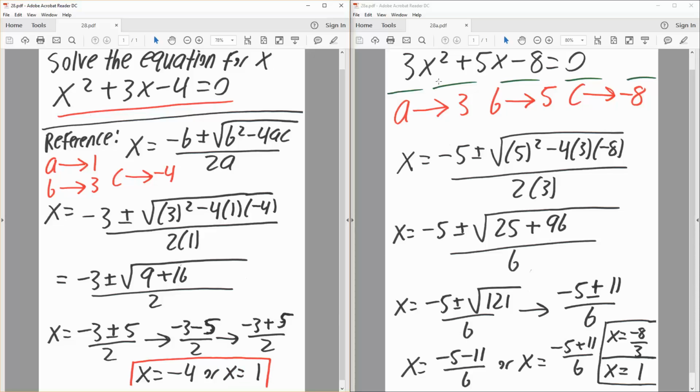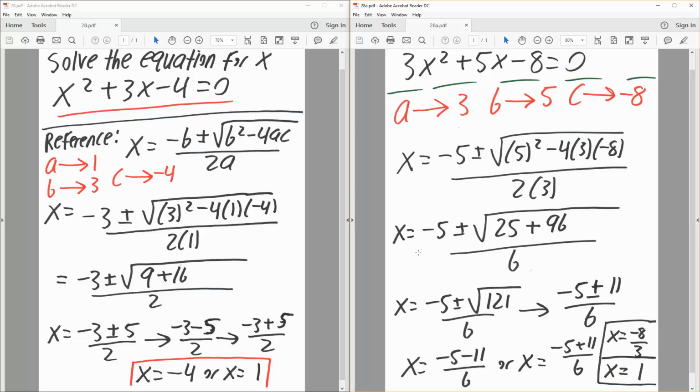And now for the second problem. The second problem is this: 3x squared plus 5x minus 8 is equal to 0, and we'll use the quadratic formula. So a would be 3, b would be 5, and c would be negative 8. And so we would get x is equal to minus b, so minus 5, plus or minus the square root of b squared, so 5 squared, minus 4 times a times negative 8, divided by 2 times a, 2 times 3.